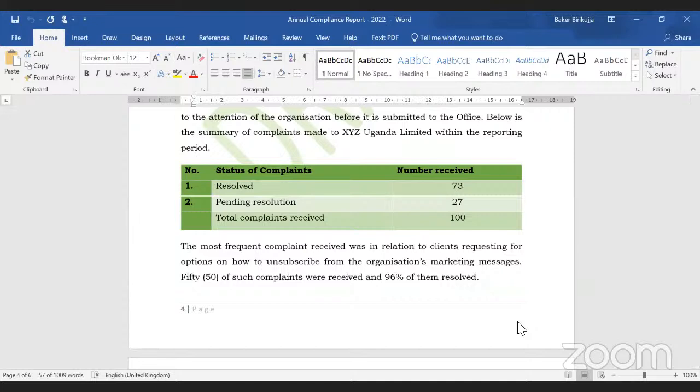Here we said the most frequent complaint received was in relation to clients requesting options on how to unsubscribe from the organization's marketing messages. And you also give us, of that particular area, how many there were. So here we said there were 50. And you go ahead and highlight how many of those have been resolved at the time of reporting.